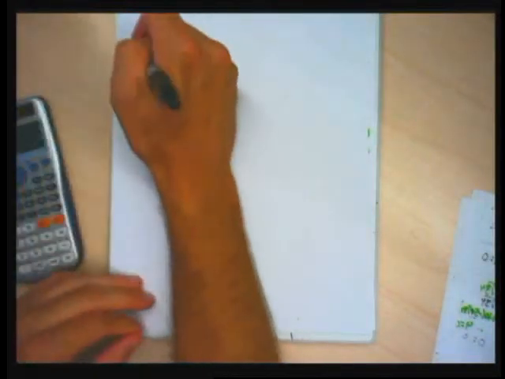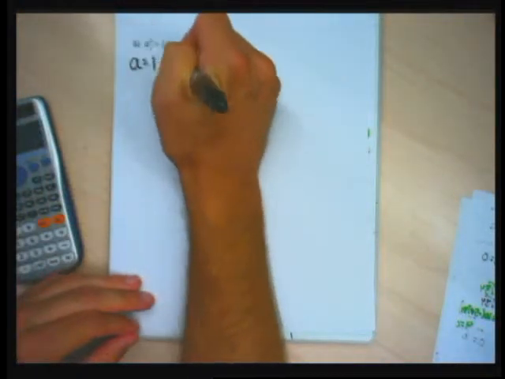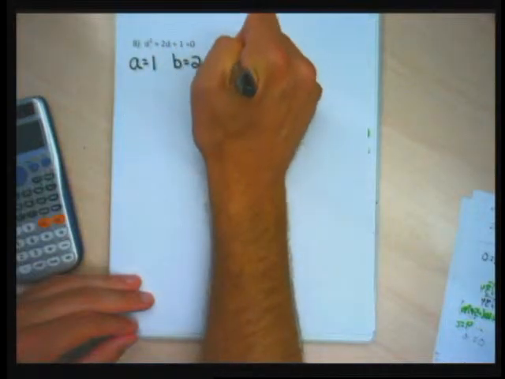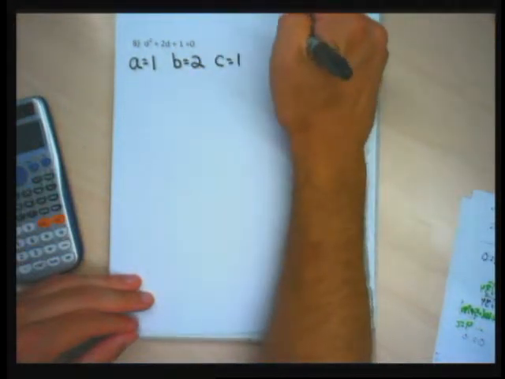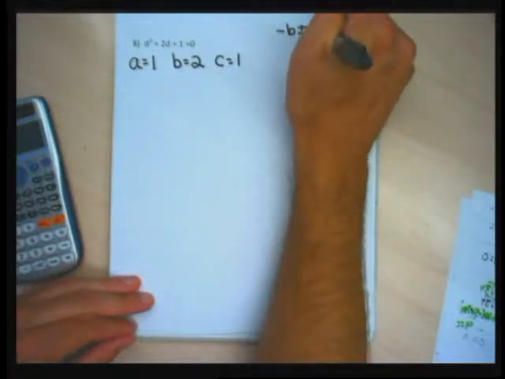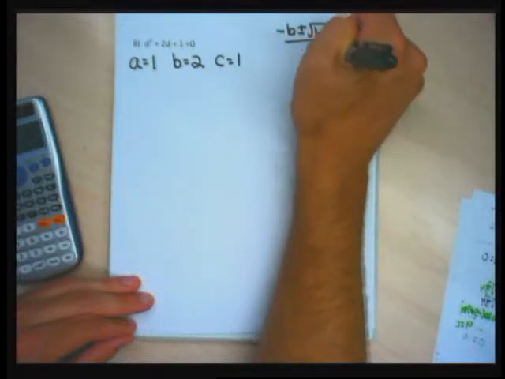8 is still a friendly-ish problem. The a is the number in front of the square term. Since I don't see a number, it's assumed to be 1. The b is the number in front of the first power term. The c is the number without the letter. Again, the formula is negative b plus or minus the square root of b squared minus 4ac all over 2a.